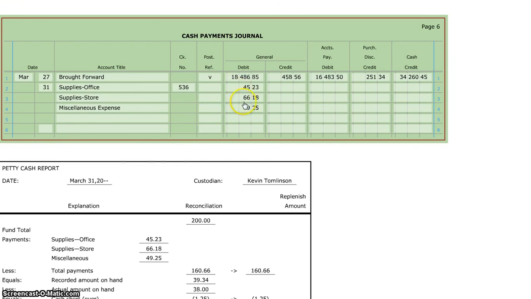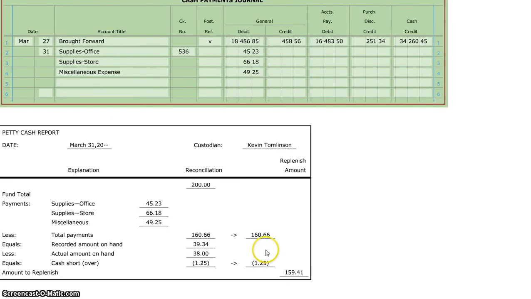And when I add all this stuff up right here, I get $160.66. But we knew that we were actually $1.25 over. So we have to make this $1.25 less. Because that is over, we have a new account called cash short and over. And if it's short, it goes right here. That means if we have to add money to make sure that it equals how much we need to replenish our petty cash, it goes here.